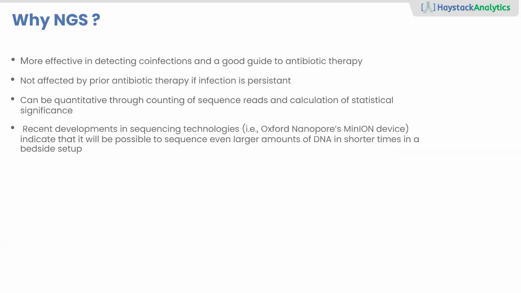So, more effective, why NGS? It is more effective in detecting co-infections and is a good guide to antibiotic therapy because it also gives antibiotic resistance detection. It is not affected by prior antibiotic therapy, and it can be quantitative through counting the sequence reads and calculation of statistical significance. Recent developments in sequencing techniques like Oxford Nanopore and the MinION device can detect the organism in 24 to 48 hours maximum. Next slide.